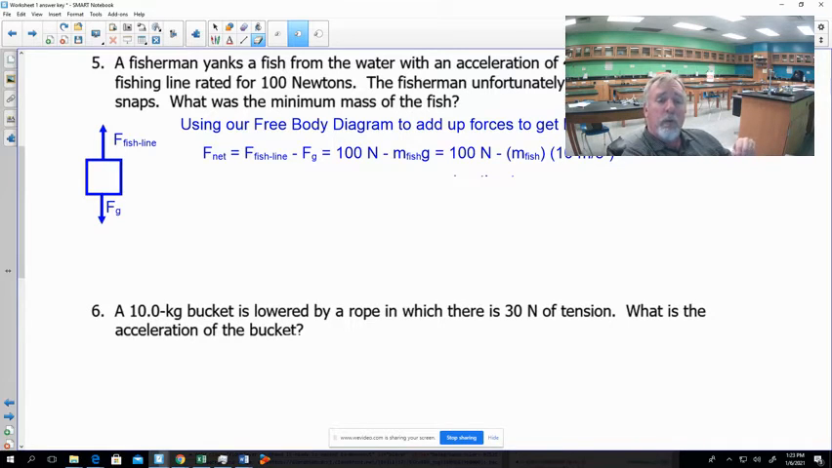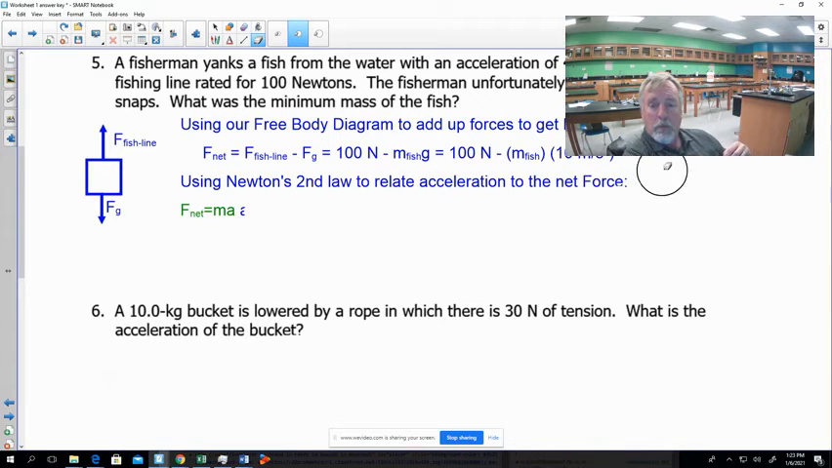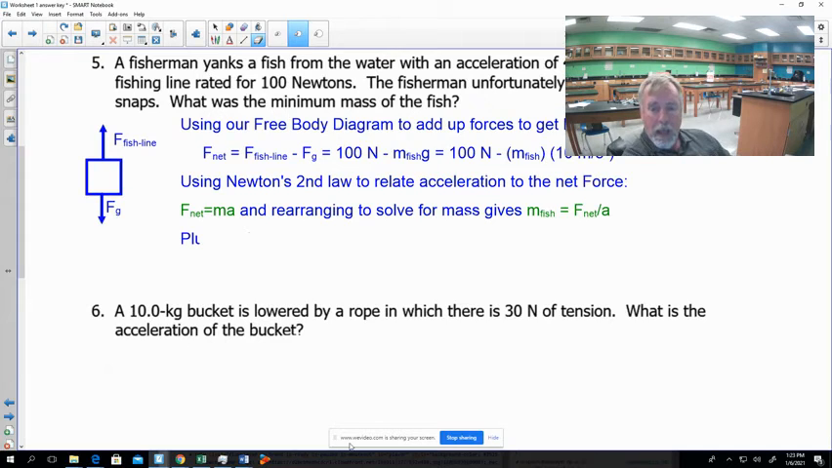Now it's time to use Newton's second law, F net equals mass times acceleration. And our problem gave us our acceleration up here at 4.5. So let's use Newton's second law. It tells us F net is equal to ma. We're going to rearrange that and solve it for mass. That tells us the mass of our fish is equal to F net divided by a. All right, so now we get to plug in what we got up here for our F net.